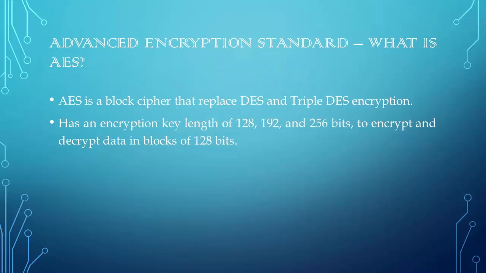Moving on to the Advanced Encryption Standard. AES is another type of cryptography used to secure data. It is a block cipher that can encrypt and decrypt information. AES has encryption key lengths of 128, 192, and 256 bits, which can encrypt and decrypt data in blocks of 128 bits. AES with a 256-bit key is also known as military-grade encryption. This cryptography method can resist most, if not all, known attacks.